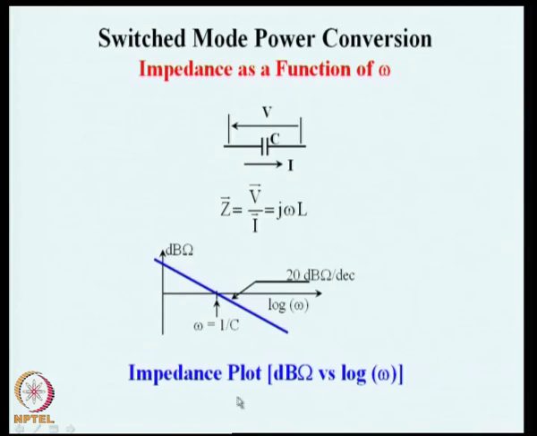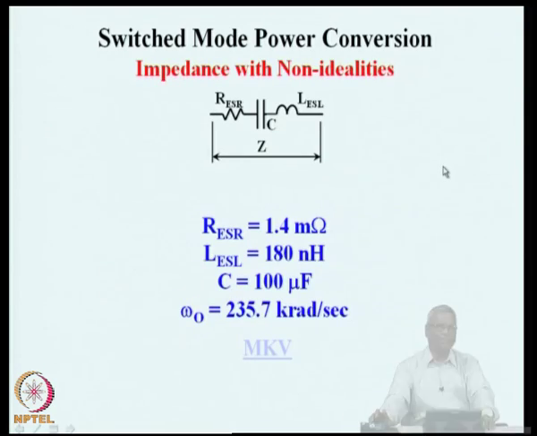This is the impedance plot, dB ohm versus log omega. We had seen a similar kind of curve for inductance. This would be the ideal impedance curve for a capacitance. When we have a network analyzer, it is possible to measure the impedance as a function of omega and then also find out the value of capacitance.